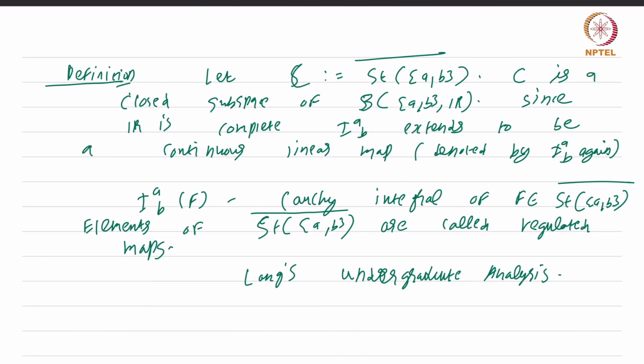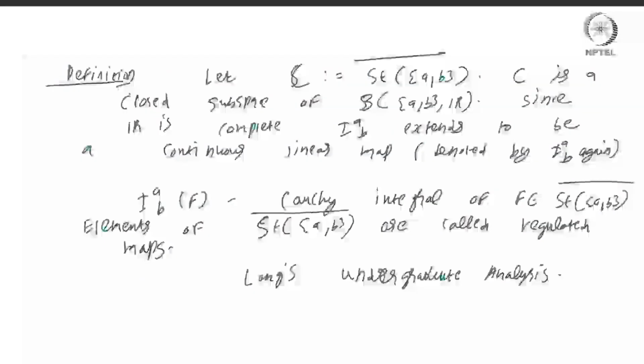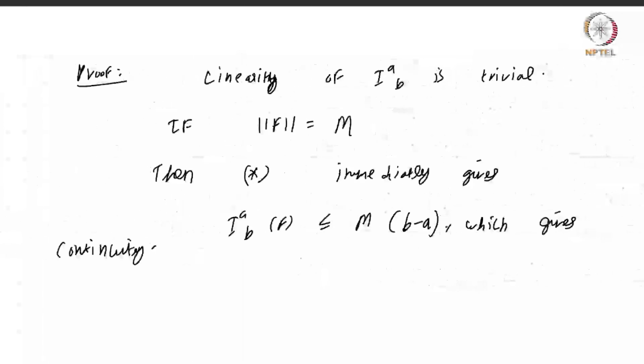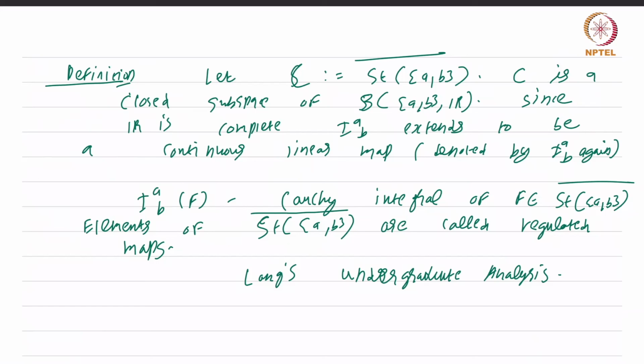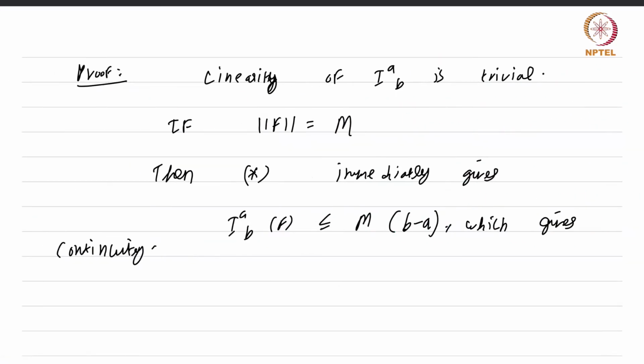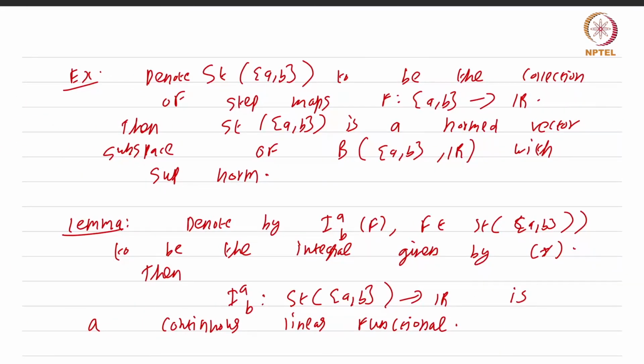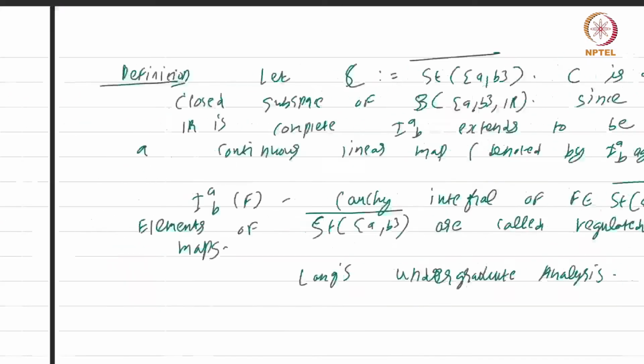So, using this abstract machinery of linear extension, we have managed to get an integral defined on a substantially good class of functions, ST AB closure. It will contain all the continuous functions, for instance. It will also contain plenty of non-continuous functions. In fact, most step mappings are not continuous. And what is so special about this approach is that proving the basic properties of the integral for step mappings is rather trivial. In fact, I just left it as an exercise: show that it's linear and all that. It's rather easy to do.